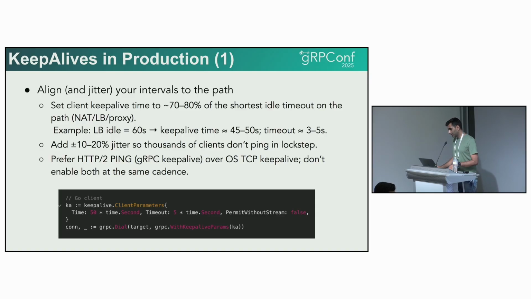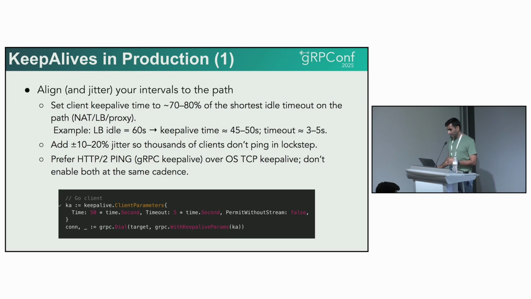So we can set our KeepAlive timeout to about 70 to 80% of the shortest idle timeout that we know. In this case, we can set it to about 45 or 50 seconds, and accordingly set a small timeout window also. Now let's say 1,000 clients try to fire a ping at exactly 45 seconds. That will create the phenomenon called thundering herd, when your downstream service is getting hammered with a lot of calls. To avoid that, we can add some small jitter between the clients, let's say plus or minus 15-20%, so the pings are more spread out over time.